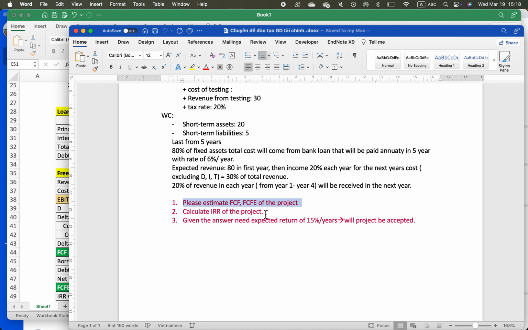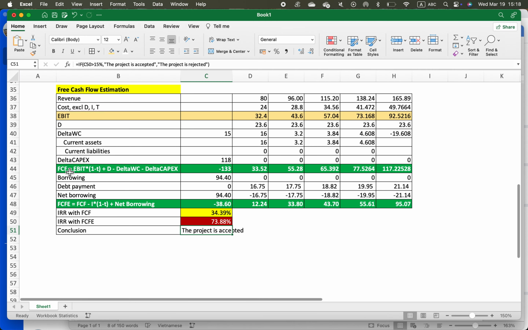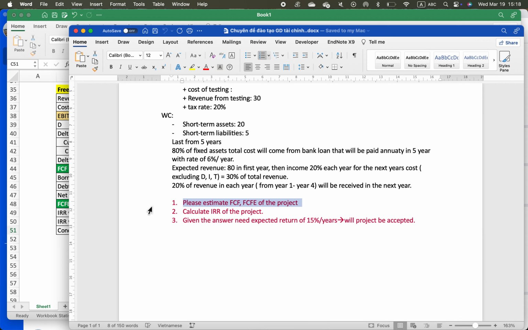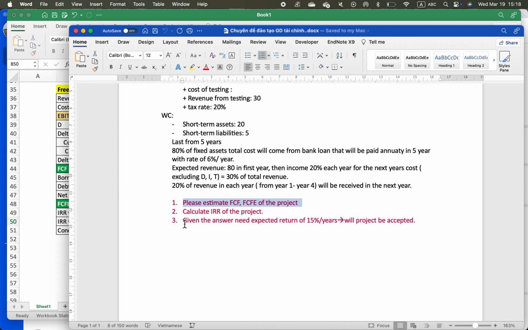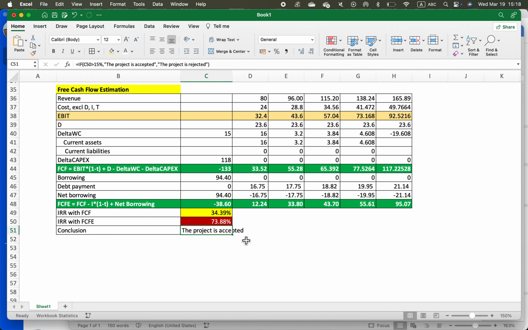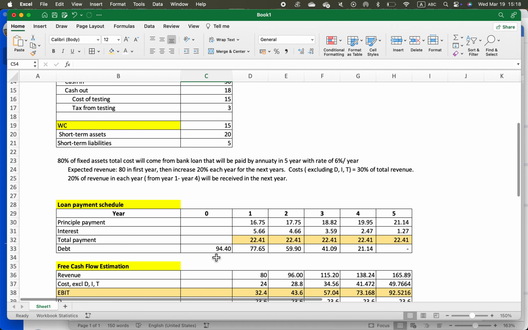For the first question, it's in here, the blue line. For the second question, calculate IRR of the project, it is here and it is here. And for the last question, the owner of the project needs an expected return of 50% per year. Will the project be accepted? The answer is in here. The project is accepted.